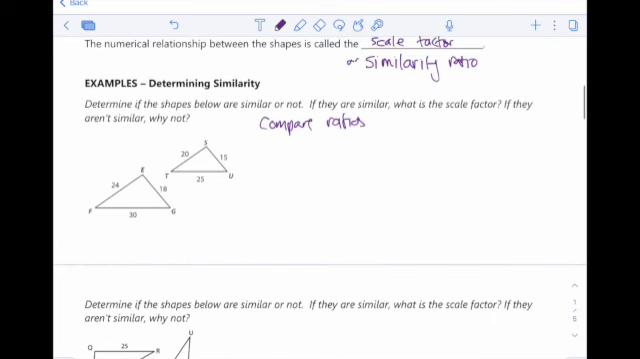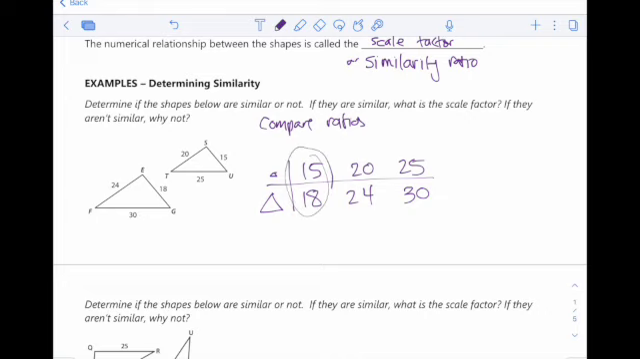So here's how I stay organized, okay? I make a little chart for myself, and I say, okay, I'm going to put all the small triangle numbers on top, and I'm going to put all the big triangle numbers on bottom. And then I like to list the sides in order from smallest to largest. So in my small triangle, the smallest side is 15, the next biggest is 20, and then the next biggest is 25. And then for my big triangle, the smallest side is 18, the next biggest is 24, and the next biggest is 30. From there, I'm going to take each of these and simplify those fractions.